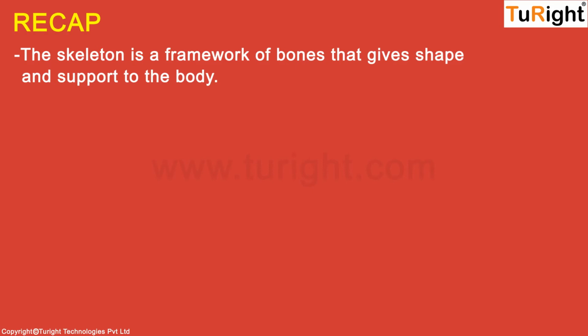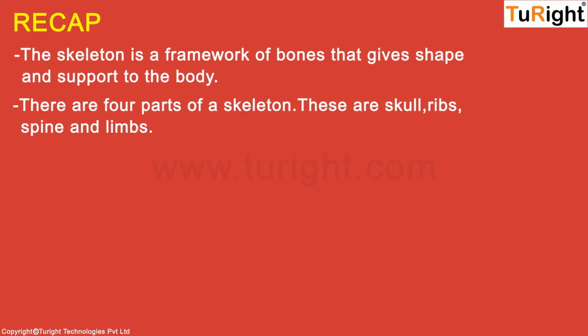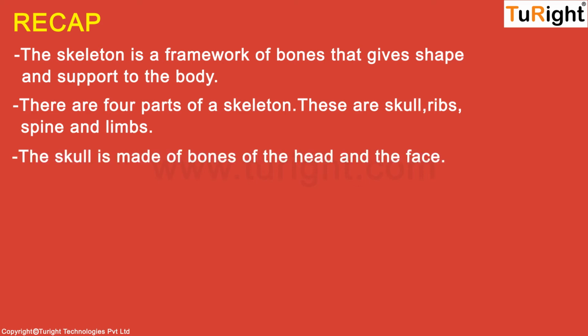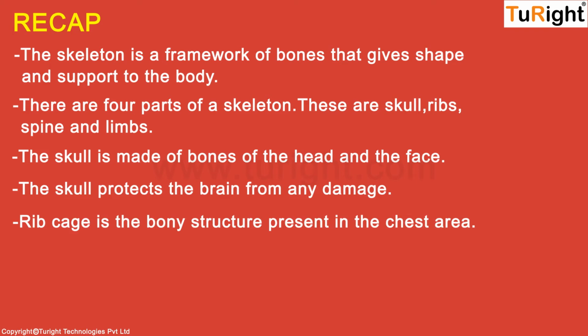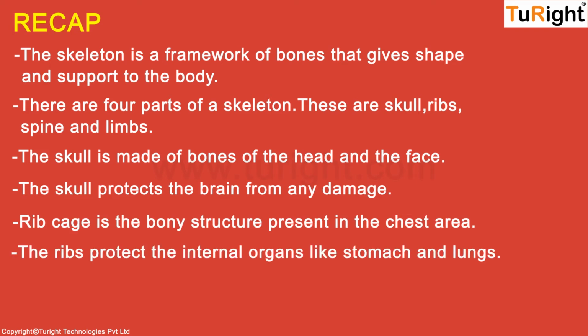Let's recap. The skeleton is a framework of bones that gives shape and support to the body. There are four parts of the skeleton. These are the skull, ribs, spine and limbs. The skull is made up of bones of the head and the face. The skull protects the brain from any damage. The rib cage is the bony structure present in the chest area. The ribs protect the internal organs like the stomach and lungs.